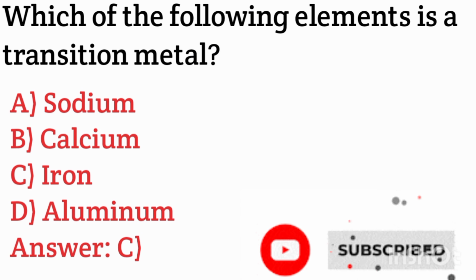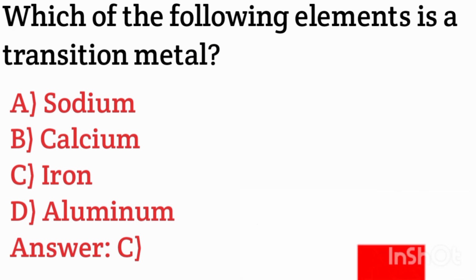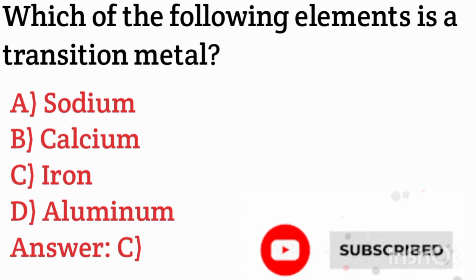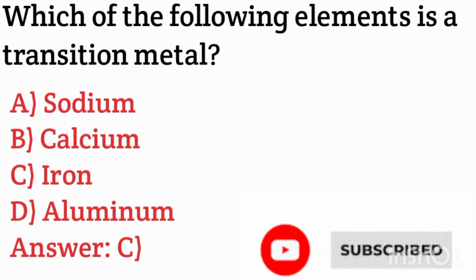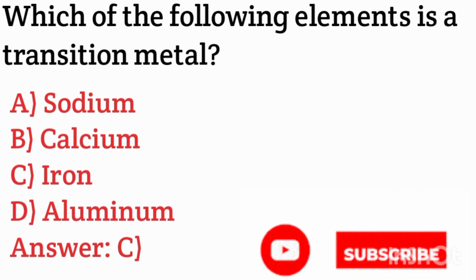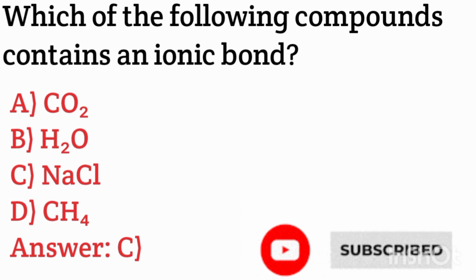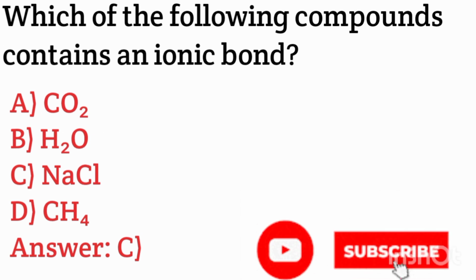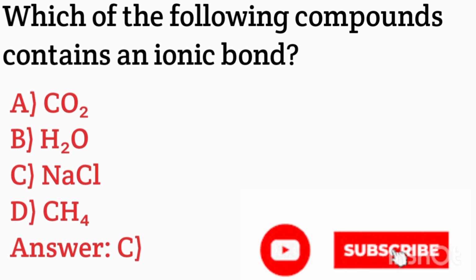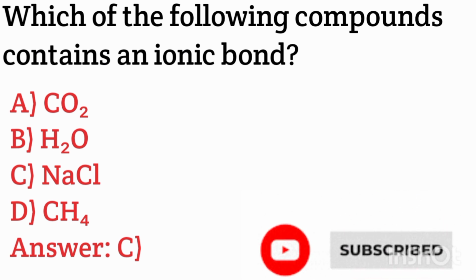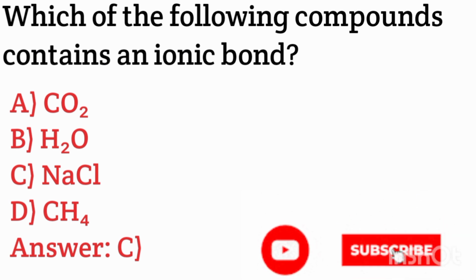Which of the following element is a transition metal? Iron. Iron is a transition metal. Option number C is correct. Which of the following compound contain an ionic bond? Answer number C is correct. NaCl.